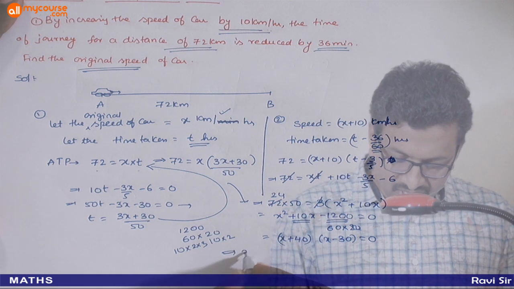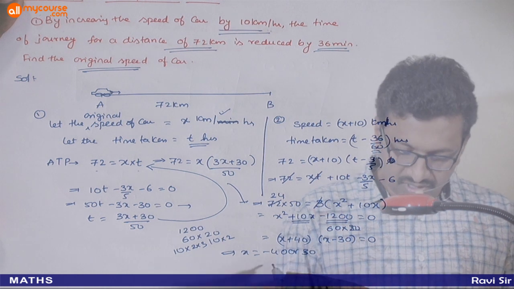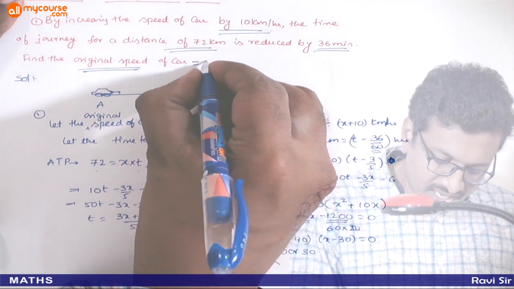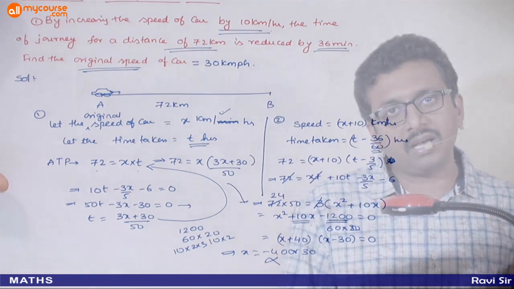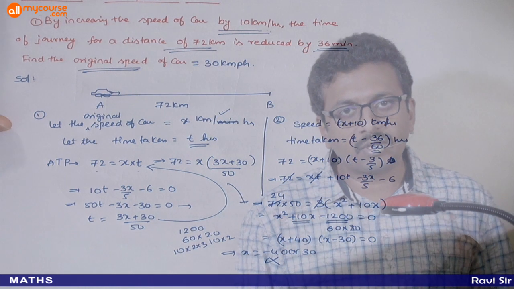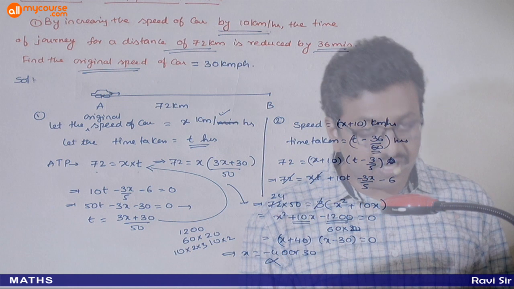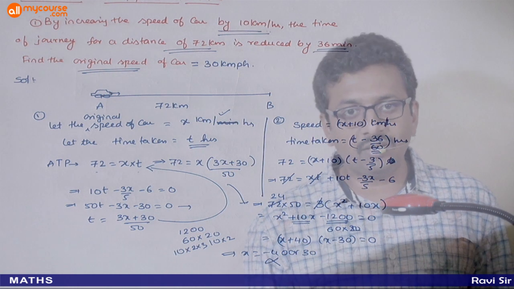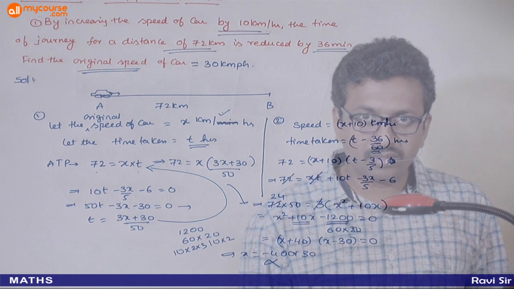So x can be equal to minus 40 or 30. Discarding minus 40, you get the original speed of the car as 30 kilometers per hour. Is this clear? So the original speed of the car is 30 kilometers per hour. So let's go forward.